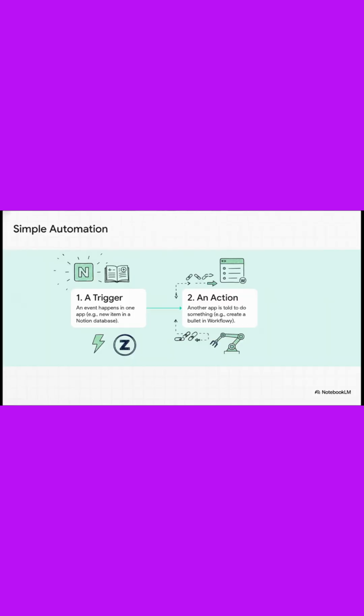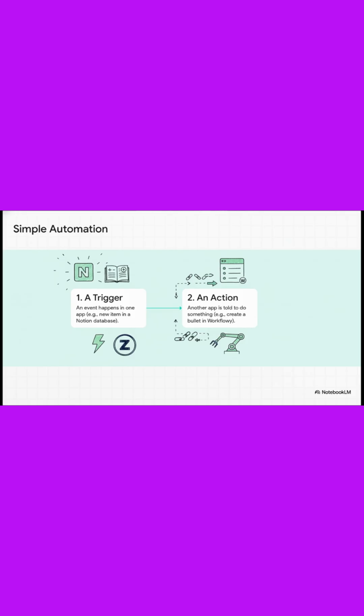And how it works is actually super simple. It all just boils down to two things: a trigger and an action. First, something has to happen. Let's say you create a new item in a Notion database. That's the trigger. Then, the automation tool sees that trigger and performs an action, like maybe creating a new bullet point over in Workflowy. That simple recipe, trigger, then action, is what lets you connect pretty much any two apps you can think of.